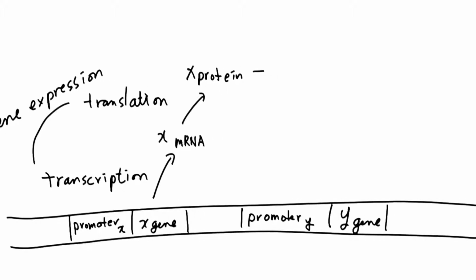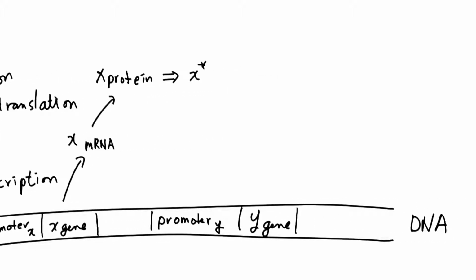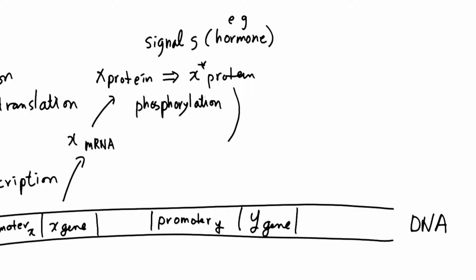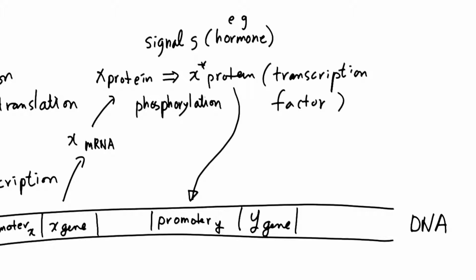And this X protein becomes activated, and I will show that activation using this symbol, an asterisk or star, in the presence of an external signal, and let's call that signal S. It can be a hormone such as insulin or growth hormone. Often this activation is achieved through what's called phosphorylation. This activated X protein can bind to the promoter region of the Y gene. In this case, this X protein is a transcription factor. It is an activating transcription factor because it activates the Y gene and triggers gene expression.